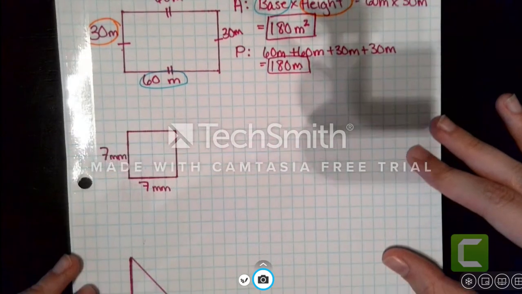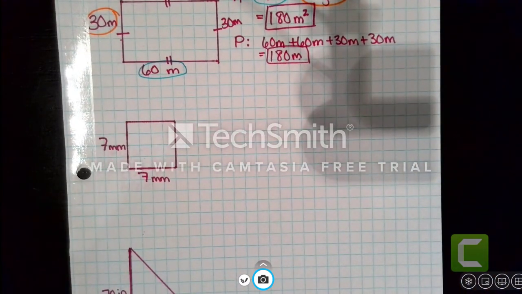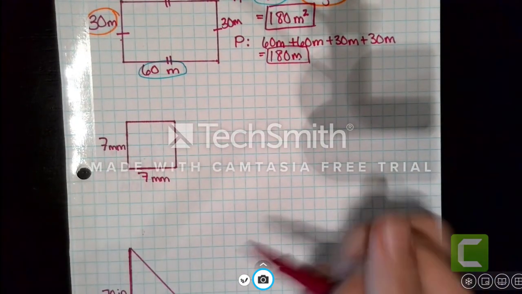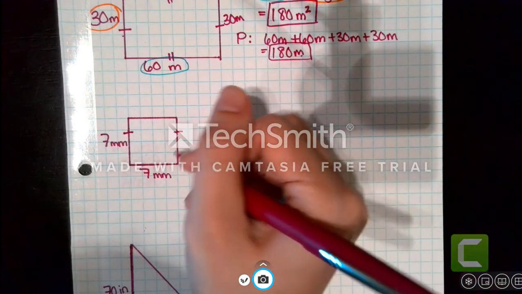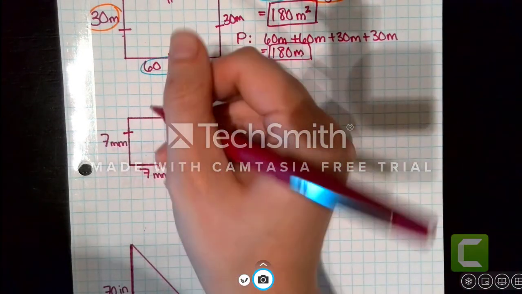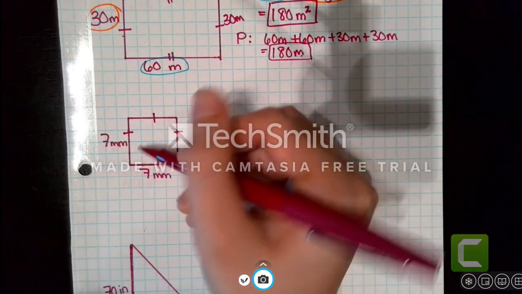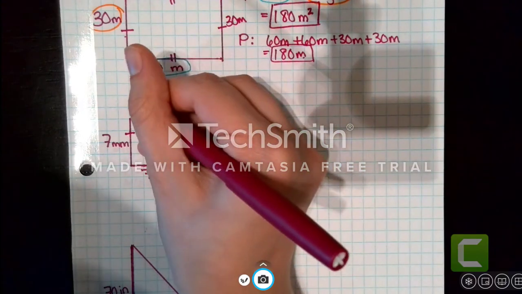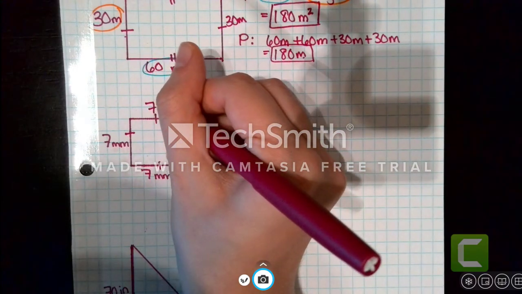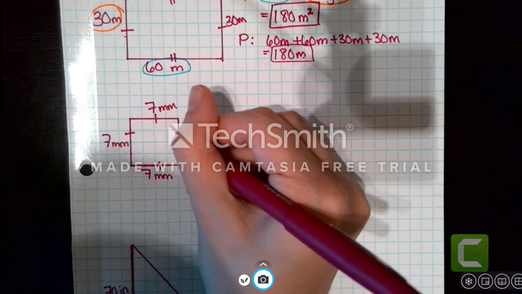For a square, since it is a square, we can assume that the left is congruent to the right and the bottom is congruent to the top as well. All sides are equal to each other. So the top measures 7 millimeters and the right measures 7 millimeters.